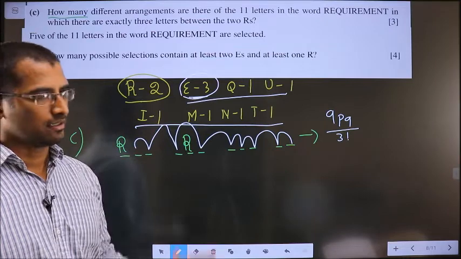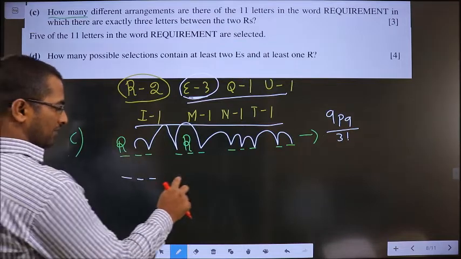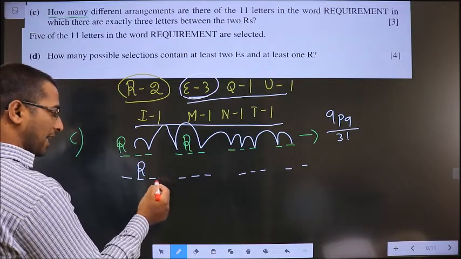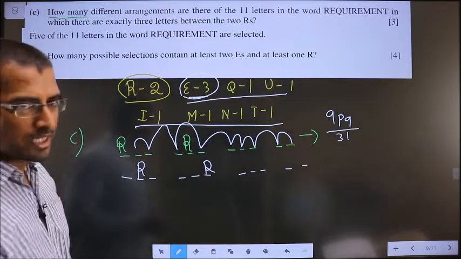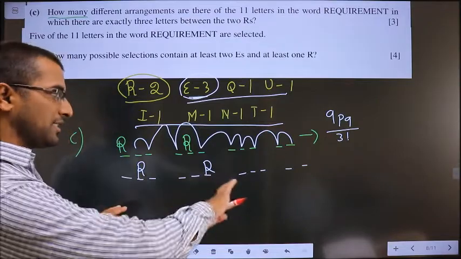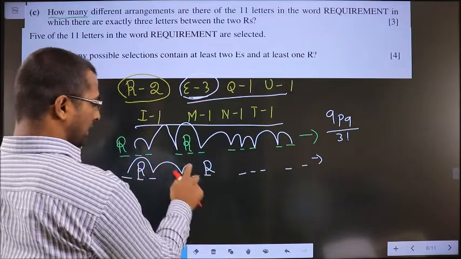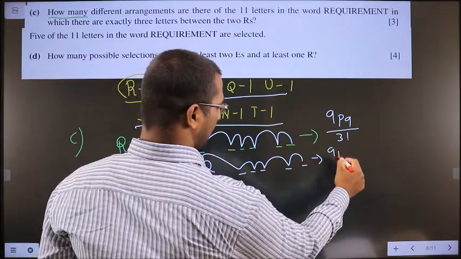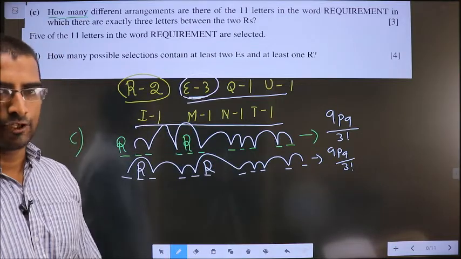Okay. Clear till here? Now one more doubt you can get. Why only R here? We can also fix R here and another R after 3 spaces, 1, 2, 3. Even this option is also possible, satisfying the condition, correct? Yes. So this is a second possibility. For the second possibility also I need to fill these 9 blanks with 9 letters. That can be done in 9P9 ways. Since 3 E's are the same, divide by 3 factorial.